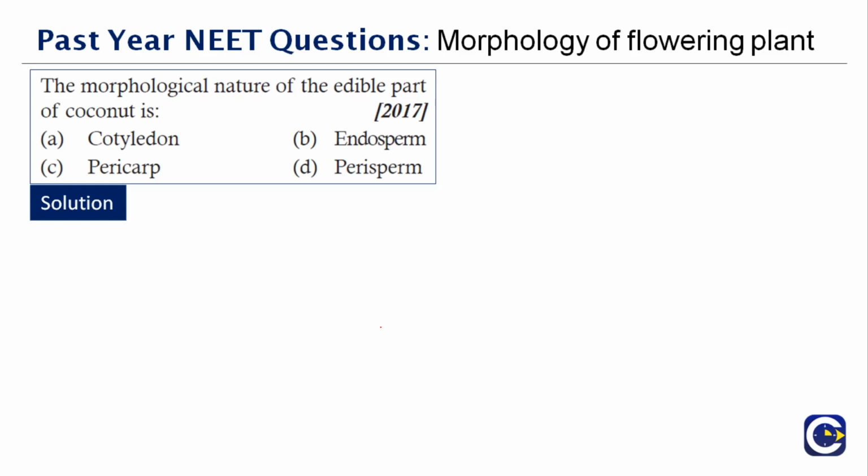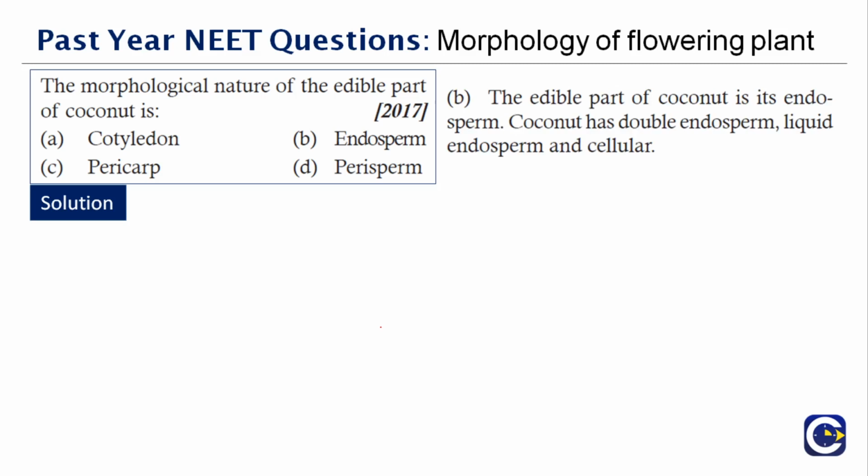So the morphological nature of the edible part of the coconut is called endosperm. Coconut has a double endosperm, a liquid endosperm and the cellular endosperm. Therefore, the right answer to this question is option B.